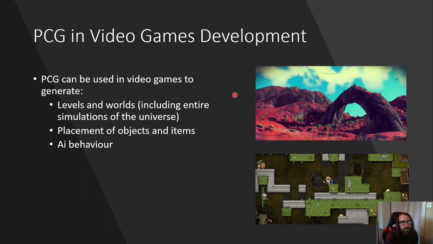So how is it used in video games development? Well, it can be used for levels and worlds. You can see from these two pictures, this is from No Man's Sky, which is quite a popular video game where they simulated the entire galaxy using their PCG engine. And then this is a much simpler example. This is Spelunky 2, where you can see the squares are used to generate the worlds on a grid. There we go, placement of objects and items, as you can see here, where they've put objects on the world. It can also be used for AI behavior, where we want to give the AI a bit more personality, a bit more randomness, so it's a bit less predictable to the player.